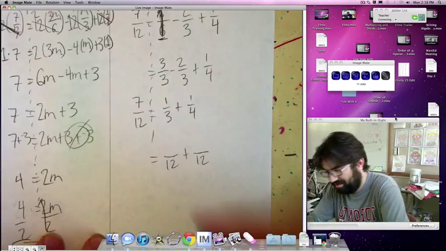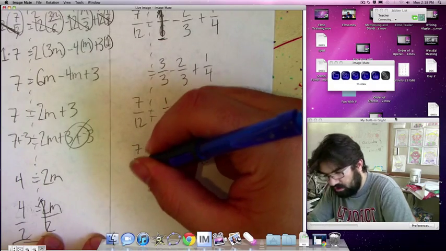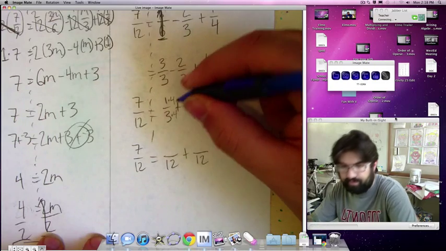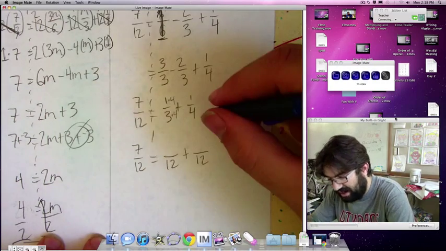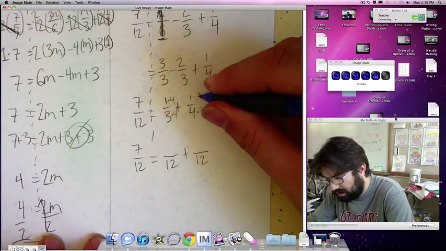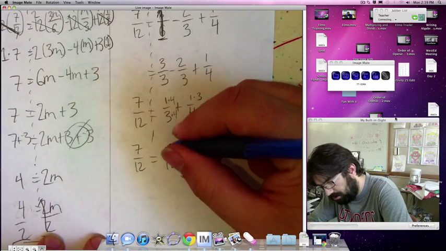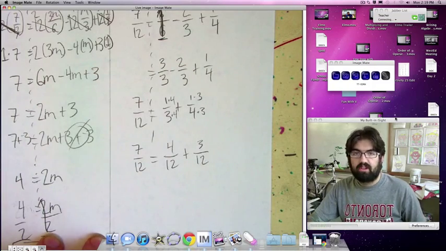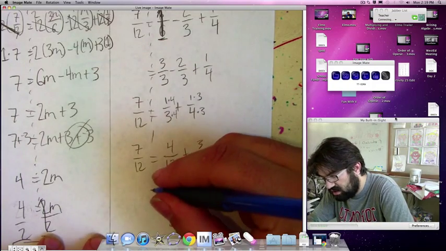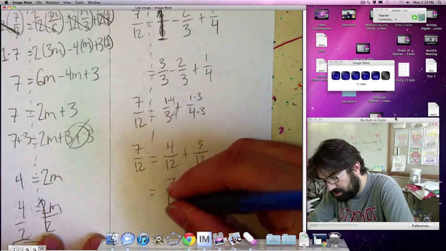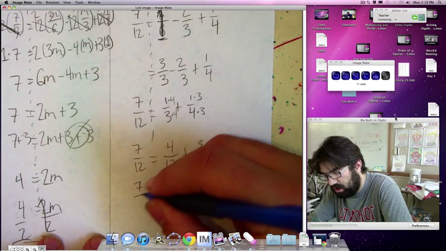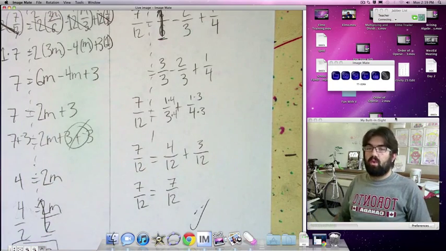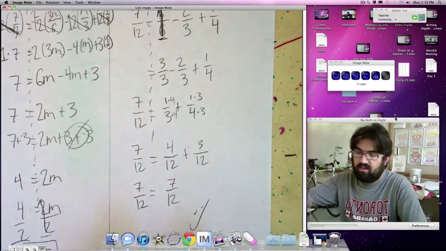Right? Well, I gotta times this one by 4. Gotta do that up here. I times this one by 3. Gotta do it up there. So we got 4 12ths plus 3 12ths. 4 plus 3 is 7 over 12. 7 over 12. A lot of work. But we're definitely right. The answer is m equals 2.